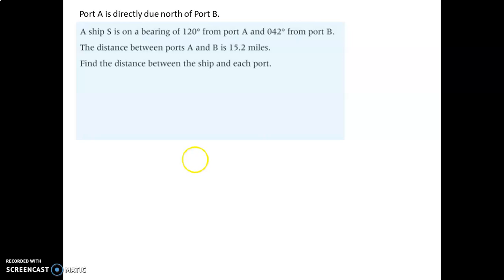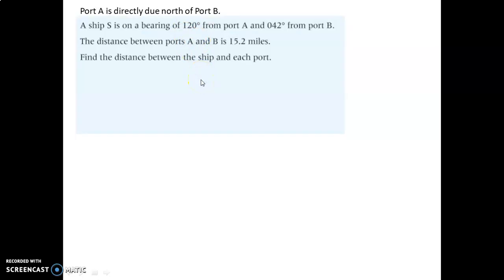And now let's try one more. It's going to be one of these ones with bearings. So we have port A and port B, which are directly due north of one another. Or sorry, port A is directly due north of port B. Tells you some more information. See if you can draw that diagram and solve. Okay, so let's take a look.